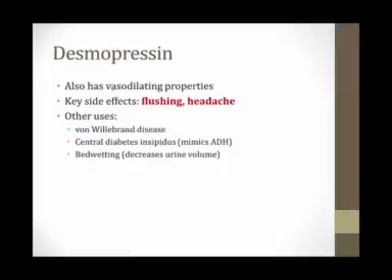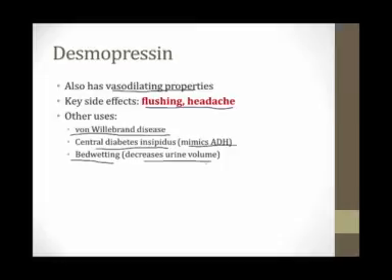Desmopressin also has vasodilating properties, and if you remember this, it helps you remember the side effects. It can cause flushing or a headache. It's also used in some other conditions. It's useful in von Willebrand disease because, as I just told you on the last slide, levels of von Willebrand factor will rise. In addition, it's often used as a mimic of ADH. This is helpful in central diabetes insipidus. It's also sometimes administered to children who suffer from bedwetting. It will decrease their urine volume if they take a dose right before bed, and therefore they're less likely to wet the bed.